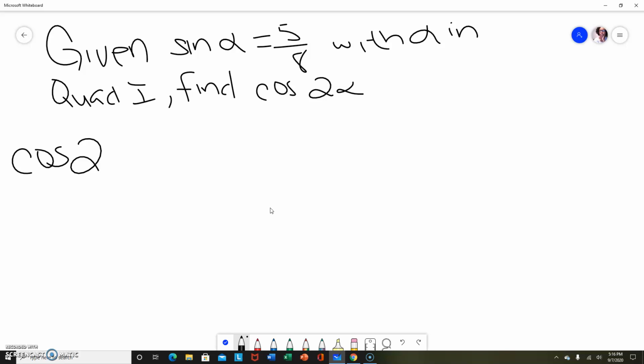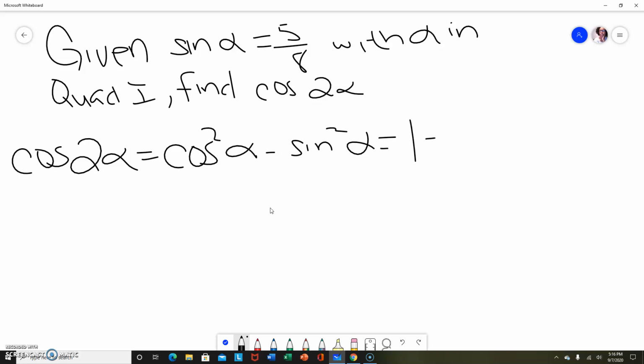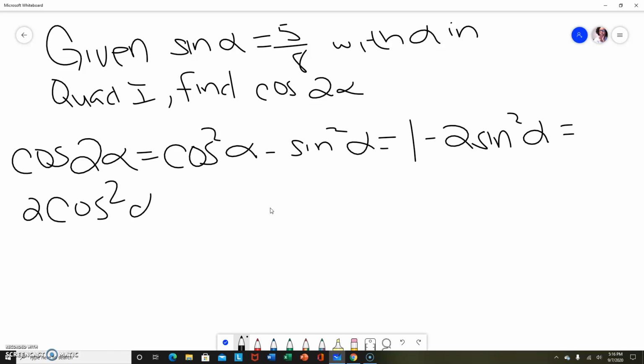So cosine of 2 alpha is equal to cosine squared alpha minus sine squared alpha, or it can be equal to 1 minus 2 sine squared alpha, or it can be equal to 2 cosine squared alpha minus 1. So technically we don't really need to find anything else. However, I wanted to make sure that you knew how to do it.